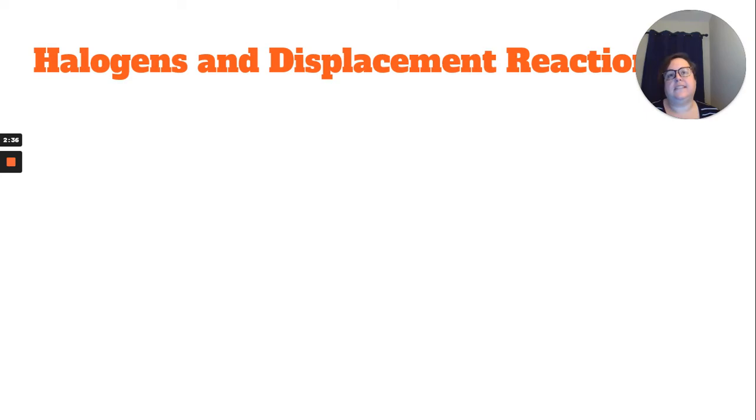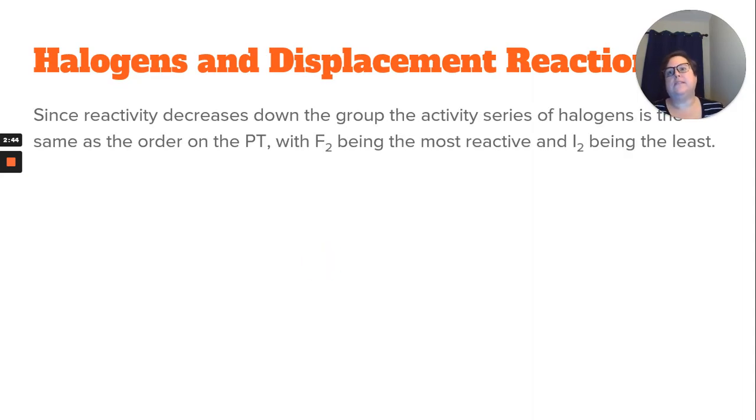All right, halogens and displacement reactions. This is when you switch partners. Single replacement is how we described it last year. Since the reactivity decreases down the group, the activity series of the halogens is the same as the order on the periodic table. So fluorine is the most reactive and then iodine is the least reactive. So fluorine will replace all other halogens. Iodine cannot replace any of the halogens.